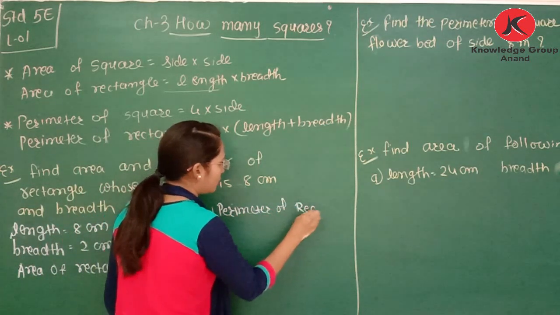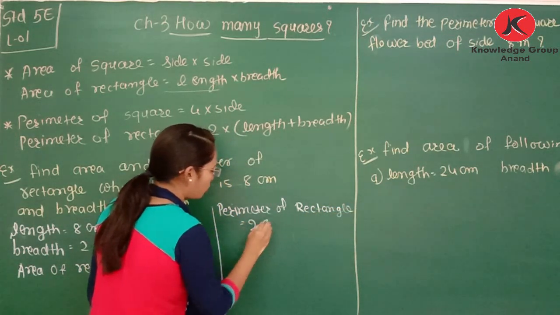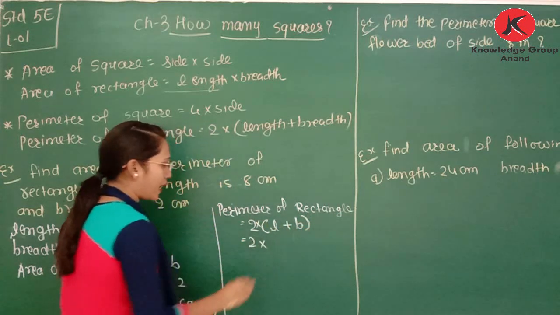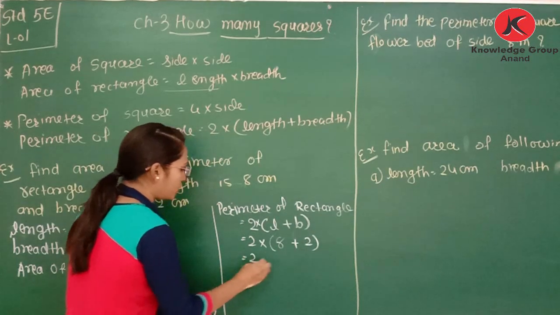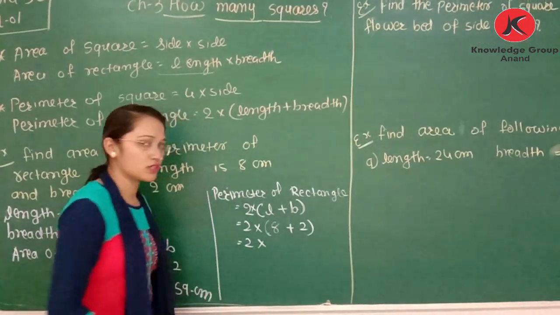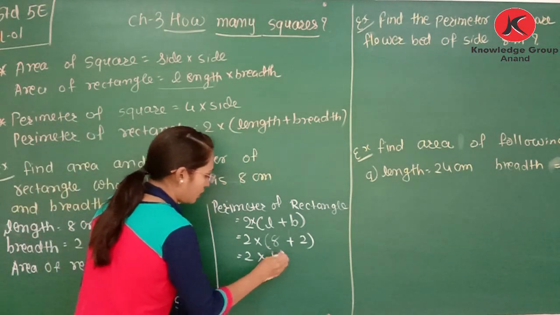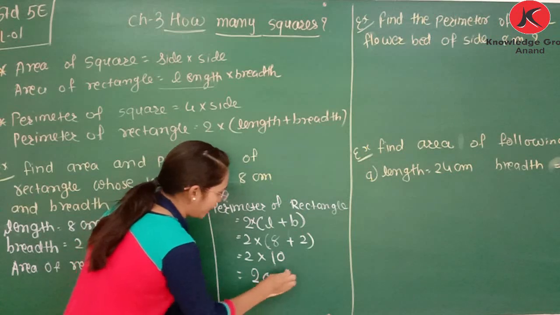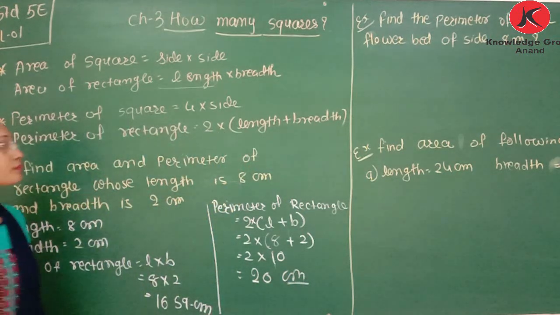Perimeter of rectangle, that is 2 into bracket L plus B. Now length is 8 and breadth is 2. I already told you that whenever there is a bracket, first solve the bracket. 8 plus 2, 10. Now 2 is in multiplication, so 2 tens are 20 centimeter. This is the unit of perimeter.